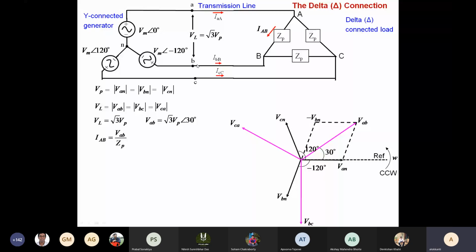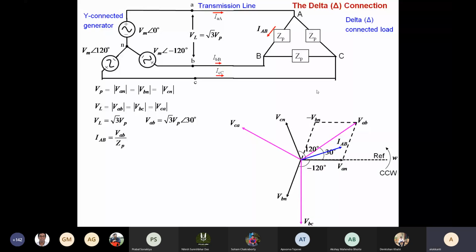All of you are convinced about this? IAB is equal to VAB by ZP, where ZP is the impedance of the phase. Okay, so you already have VAB at an angle of 30 degrees. ZP will have some impedance, and if it is assumed to be inductive in nature, it will lead to a current IAB which is lagging VAB. So it will be somewhere here, depending upon the value of ZP.